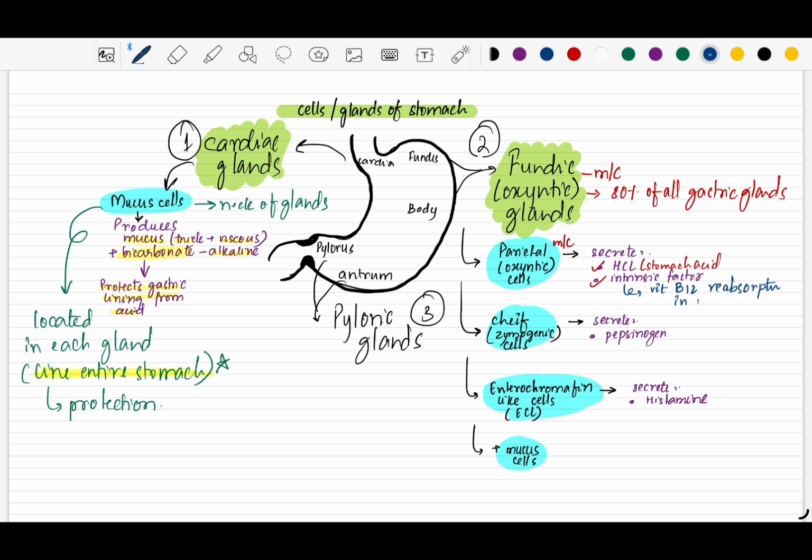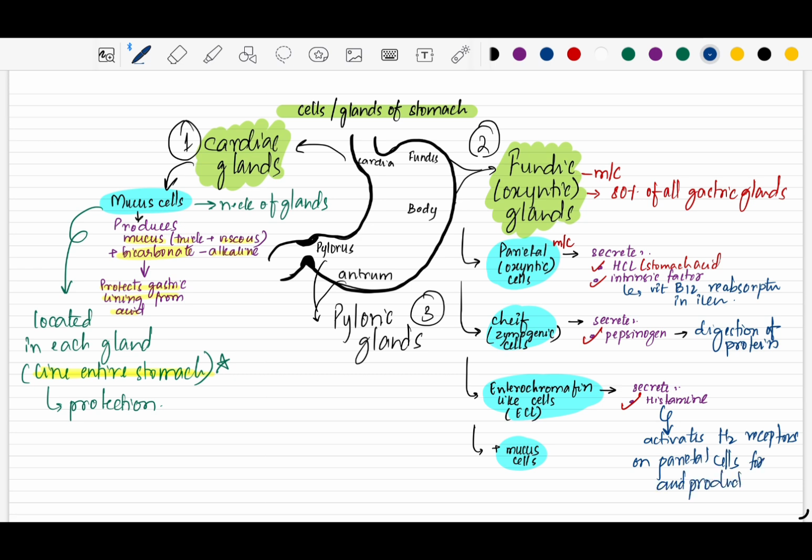in the ileum. Then we have the chief or the zymogenic cells, which secrete pepsinogen. Now pepsinogen is responsible for digestion of proteins. Then we have the enterochromaffin-like cells. These are responsible for secreting histamine. Now what histamine does is that it activates the H2 receptors located on the parietal cells to stimulate gastric acid production.